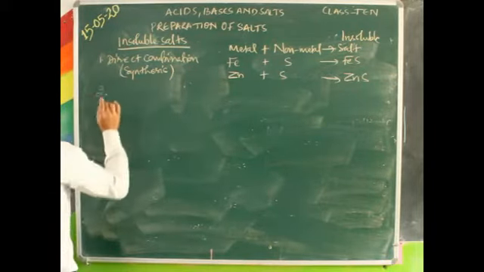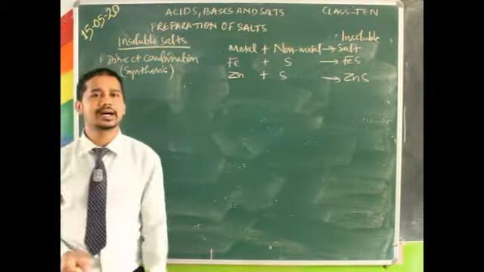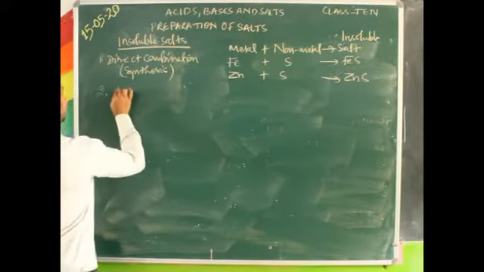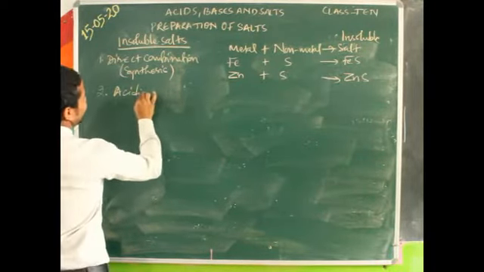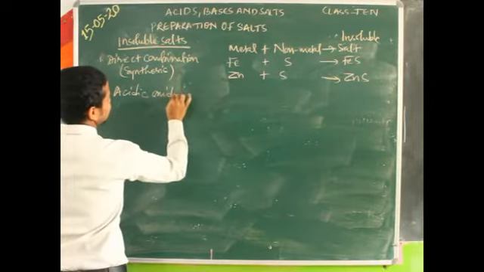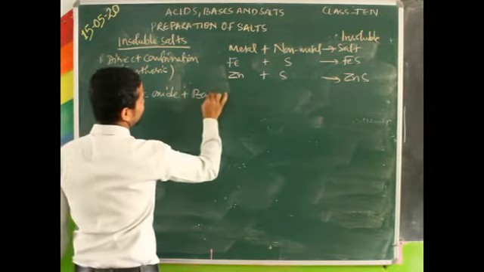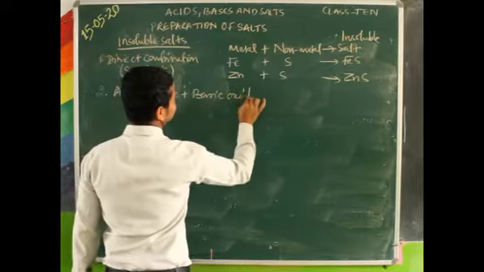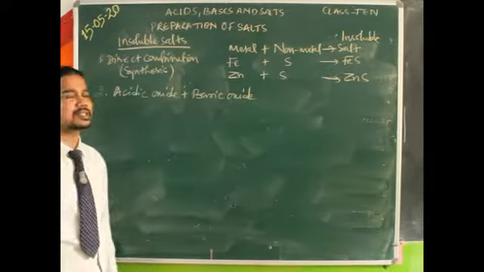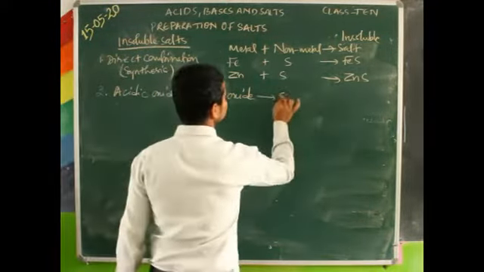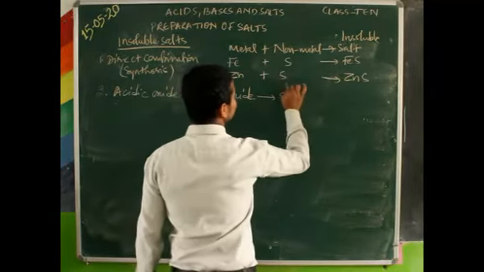Okay, number two is acidic oxide plus basic oxide. Acidic oxide plus basic oxide gives salt, that is insoluble salt.